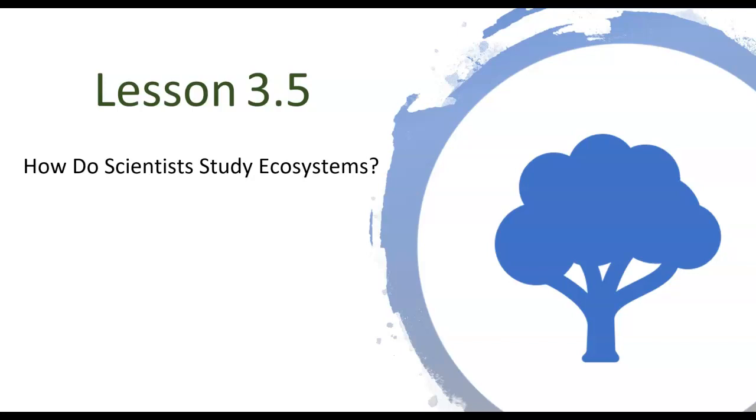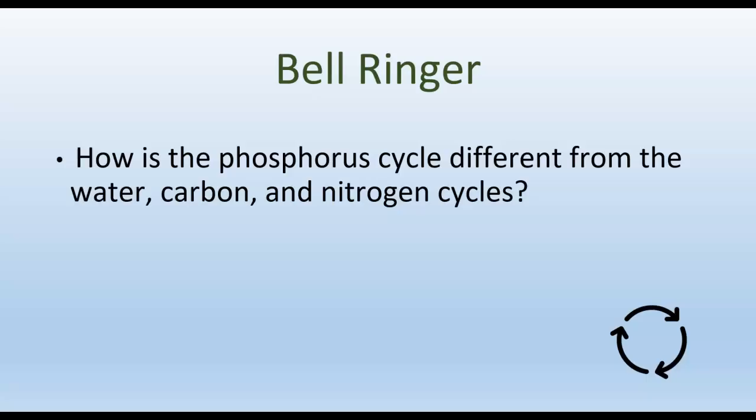In this unit, or this segment, we are going to be looking at how scientists study ecosystems. So we are going to start as we always do, with a bell ringer. Make sure you answer this as your teacher expects. And the question is, how is the phosphorus cycle different from the water, carbon, and nitrogen cycles?